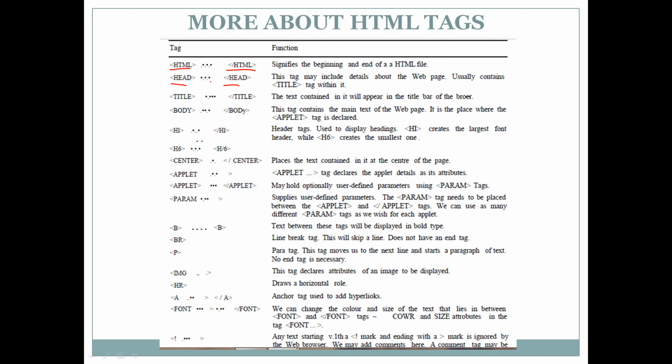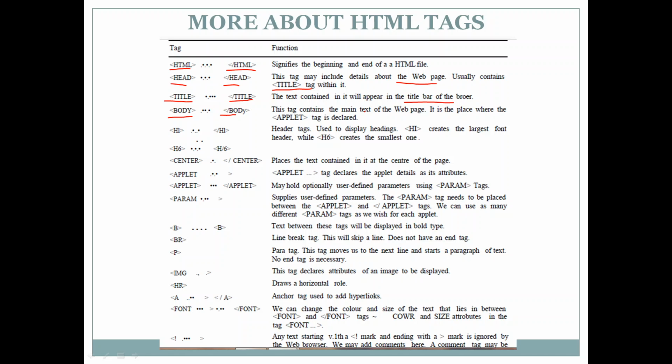The head tag is generally used to include details about web pages, and usually contains a title tag. The title tag is used to display text in the title bar of the browser. If you want to display some title in the title bar of the browser screen, you can use a title tag. Then we have discussed about the body tag.